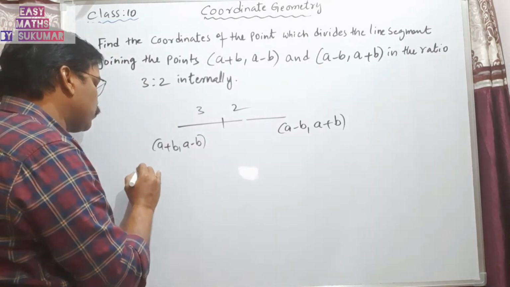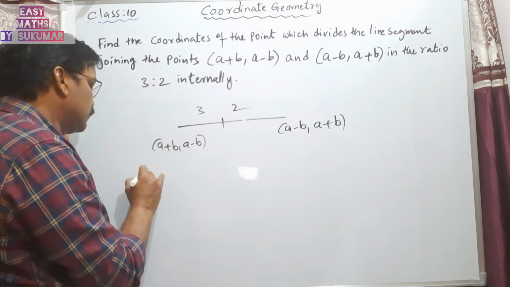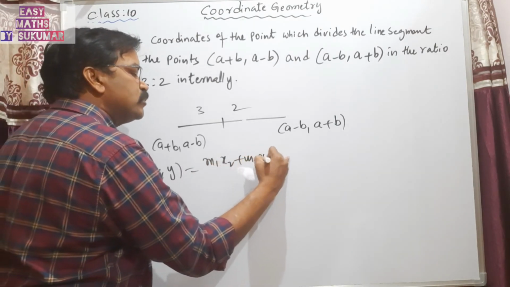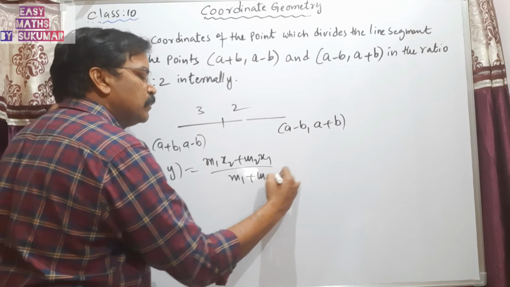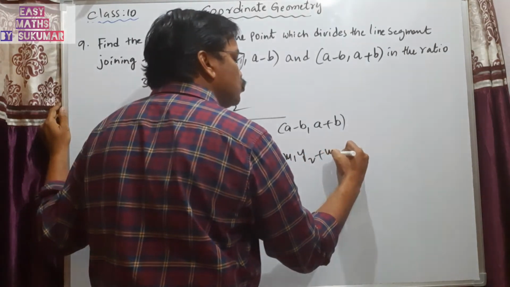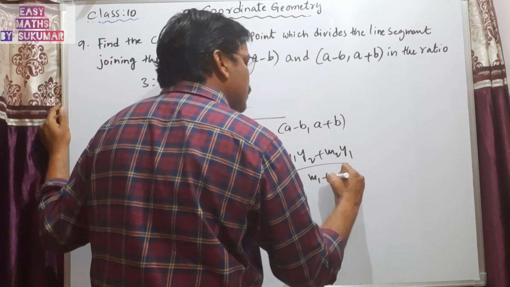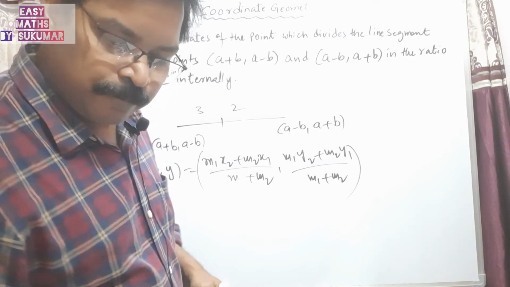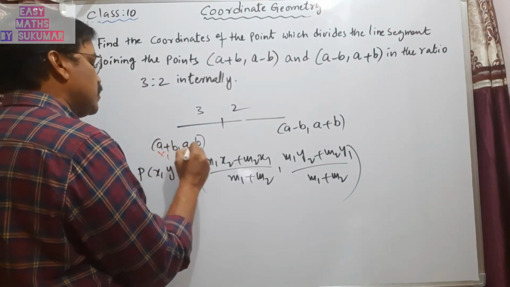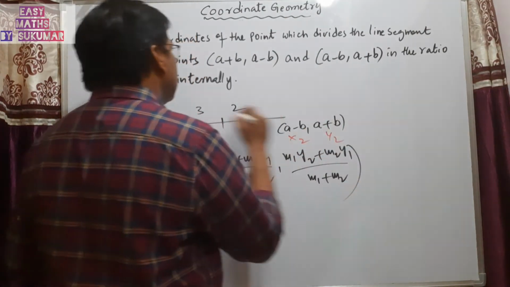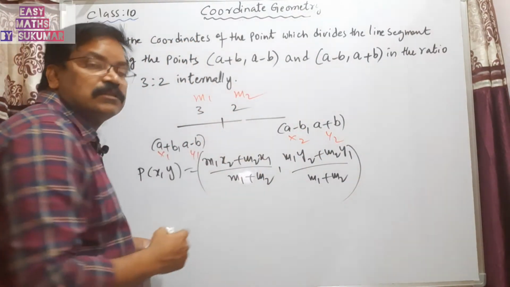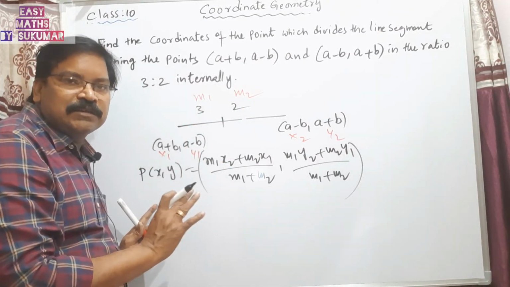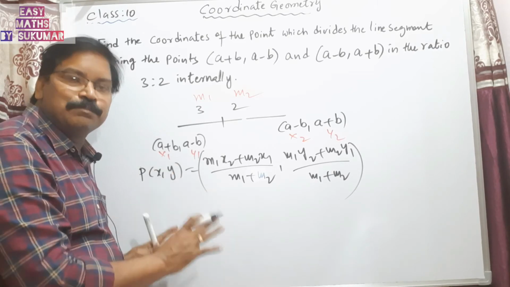The coordinates of the point P(x, y) is equal to (m1x2 plus m2x1) by (m1 plus m2) and (m1y2 plus m2y1) by (m1 plus m2). Here, my dear students, this is x1 y1 and this is x2 y2, and m1 m2 are 3 and 2 respectively. So this sum looks difficult, but it is a very simple sum, students, right?